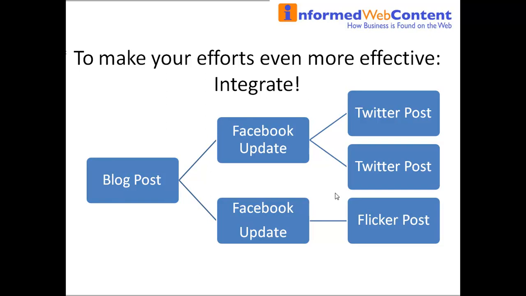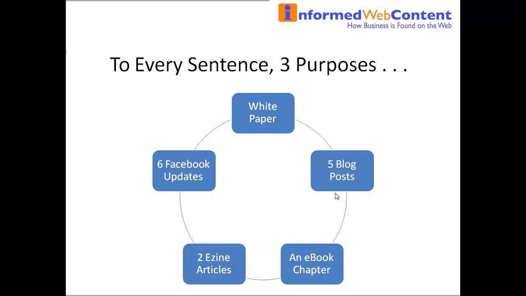Okay, to make your efforts even more time effective, integrate. Take one blog post, turn it into 2 Facebook updates, get it onto Twitter in 140 characters, add a link, and you have lots of web content spread out there. Remember, to every sentence, 3 purposes. 1 white paper can turn into 5 blog posts. It could be an ebook chapter or 2 e-zine articles. You could take that and put it into 6 Facebook updates.